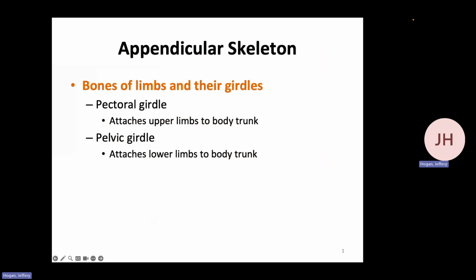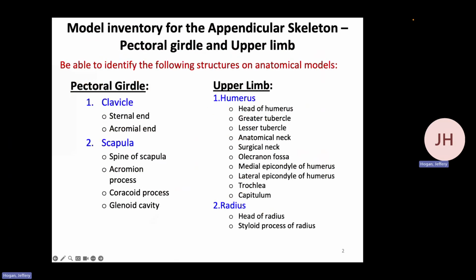So taking a look here, just a few bones in the respective girdles. The pectoral girdle is the clavicle and scapula. The only features you need to know are the sternal end and the acromial end. The sternal end is touching the sternum, and the acromial end is touching the acromion process of the scapula. We'll take a look at that. And then, of course, the scapula, the shoulder blade itself.